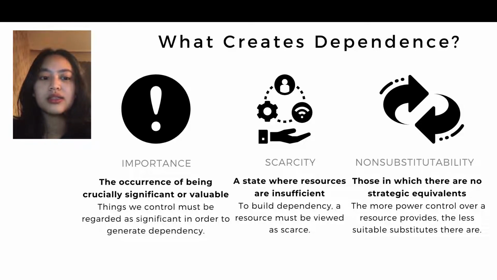The third one is non-substitutability, those in which there is no strategic equivalent. The more power control over a resource provides, the fewer suitable substitutes there are. For example, Saudi Arabia, as one of the top producers of fossil fuel, decided to lower its fossil fuel production, causing the resource to become scarce and the demand to rise. As a result, they will have a lot of power over other nations.